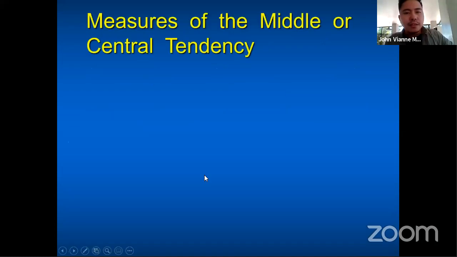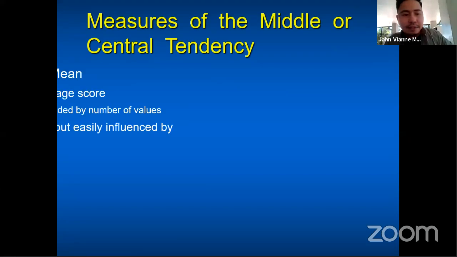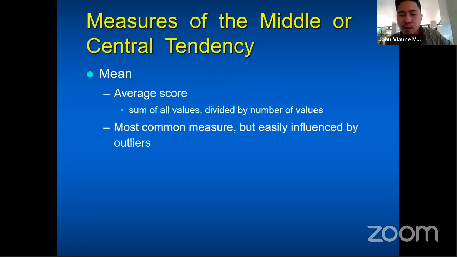Okay, so measures of the middle or the central tendency. Of course, the most common is the mean, or the average: the sum of all values divided by the number of values. It's the most common measure, but one weakness of this statistical analysis is that it can be influenced by outliers. So I'll give you an example.